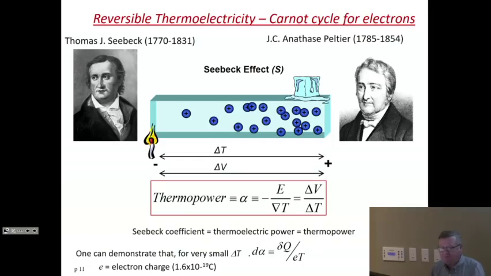I can demonstrate, but it would take me an hour in a graduate level class, that in fact the Seebeck coefficient, or this thermoelectric power, is nothing but the delta Q over T divided by E. In other words, the entropy of the electrons divided by E, which is the electron charge.